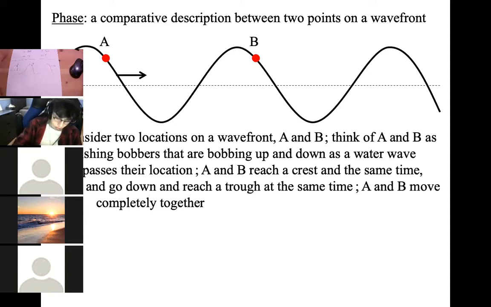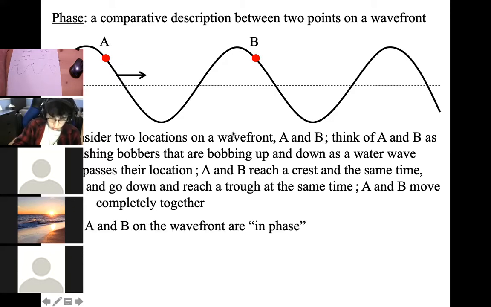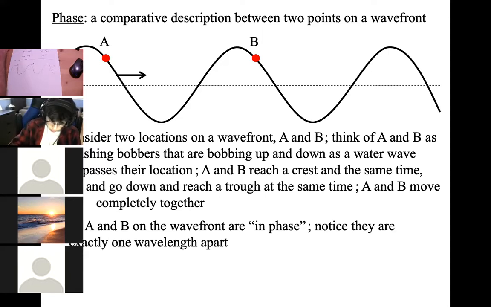Now, you don't have to write all this stuff down. You don't have to write down word for word, because all I'm doing is writing down what I talked about. A and B are in phase if they move completely together, and they are exactly one wavelength apart.